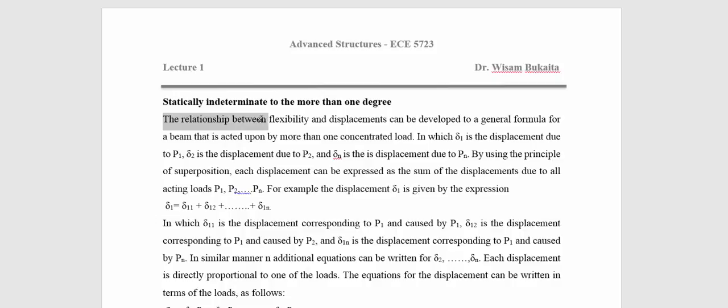We'll use the relationship between flexibility and displacement. This relationship can be developed into a general formula for a beam that is acted upon by more than one concentrated load, in which delta 1 is the displacement due to load 1, P1, delta 2 is the displacement due to load 2, or P2, and delta n is the displacement due to Pn. By using the principle of superposition, each displacement can be expressed as the sum of the displacements due to all acting loads P1, P2, and Pn.